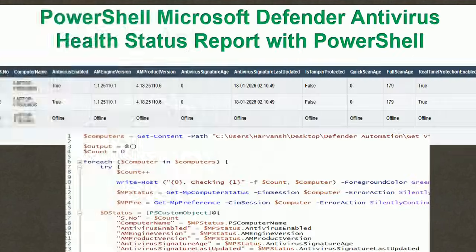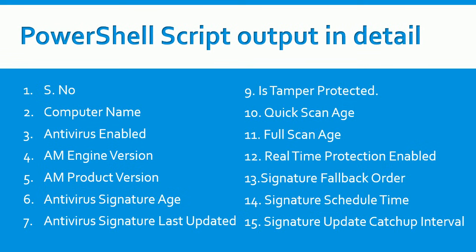So here is a screenshot. Let's come here: PowerShell script output in detail. What type of output will you be getting with the PowerShell script? Computer name, antivirus enabled or not, AM engine version, AM product version, antivirus signature age, and when it was last updated, is tamper protection on or not, quick scan age, full scan, real time protection, signature fallback order, signature schedule, or even you can customize the PowerShell script according to your requirement.